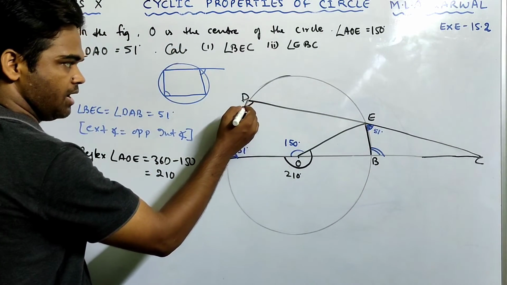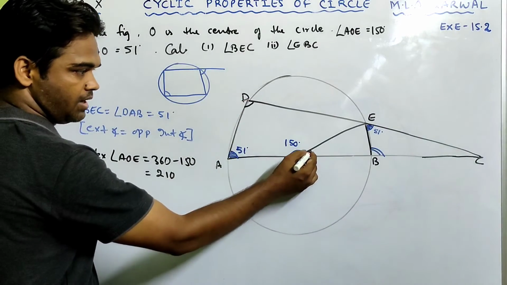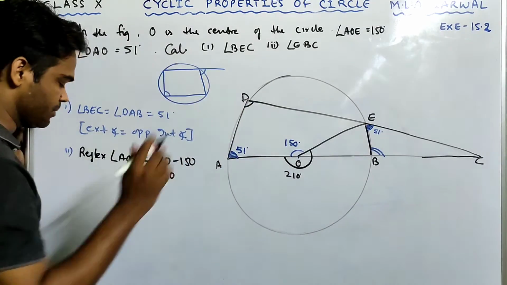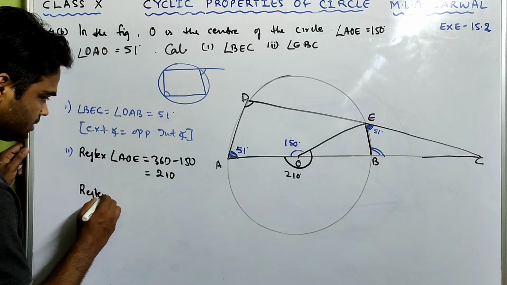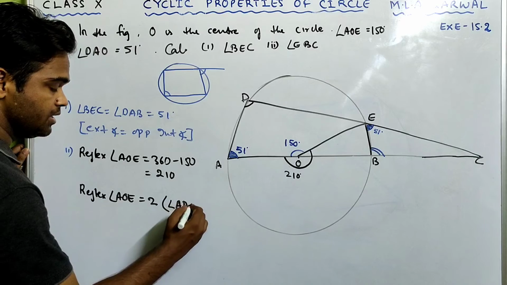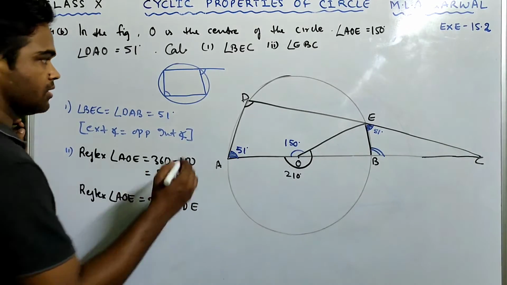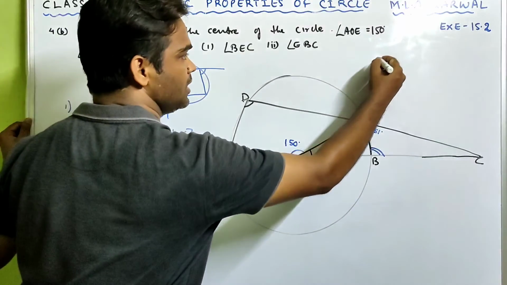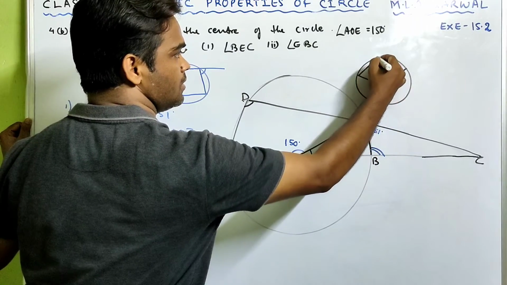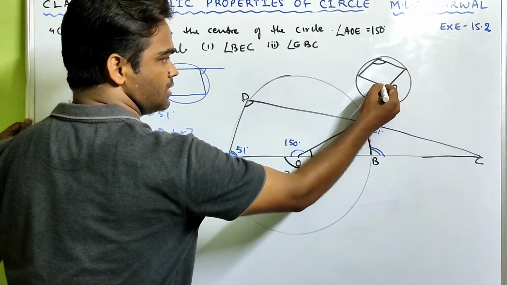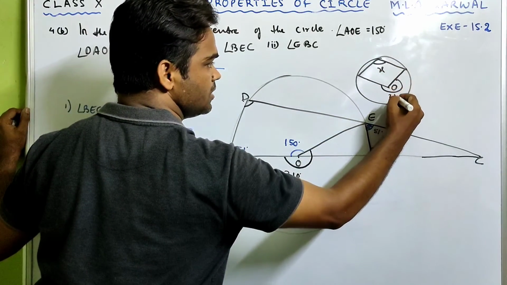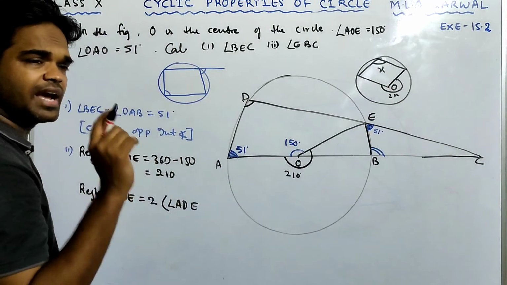Now angle at the circumference and angle at the center, we have a relation. Angle at the center is twice the angle at circumference, which means can I write reflex AOE will be twice of angle ADE. Remember this figure. Let me draw it here. Suppose this is your center, so this angle and this angle we have a relation. This is twice of this angle. If this is x, this will be twice of x.